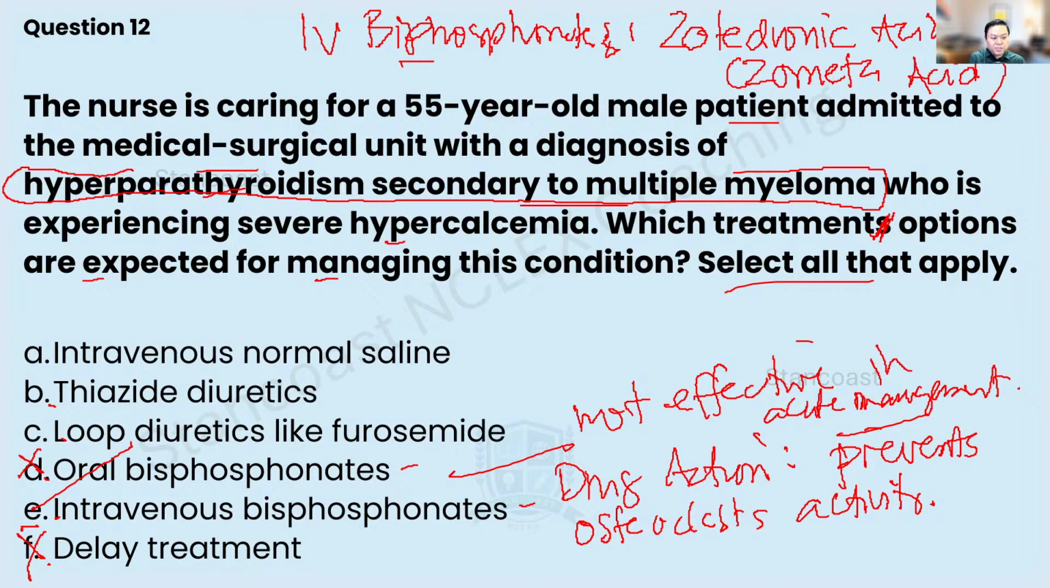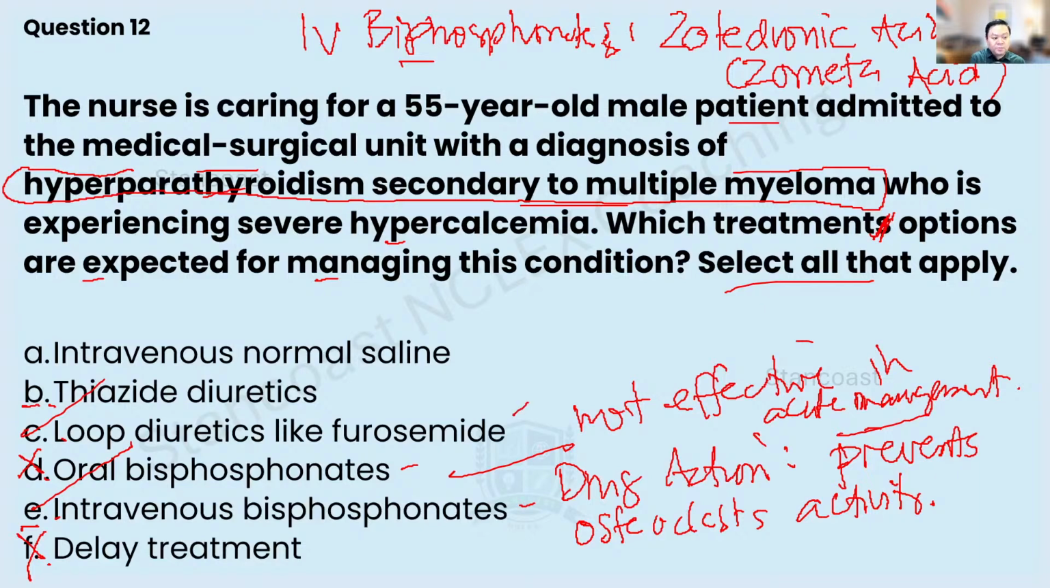If you answered letter C, loop diuretics like furosemide, do you remember the effect of the Lasix? Loop diuretics, furosemide. This is a very potent diuretic which can excrete the calcium ions in the bloodstream much more effectively. It will allow massive excretion of excess calcium in the bloodstream. So this is going to be one of the treatment modalities, furosemide.